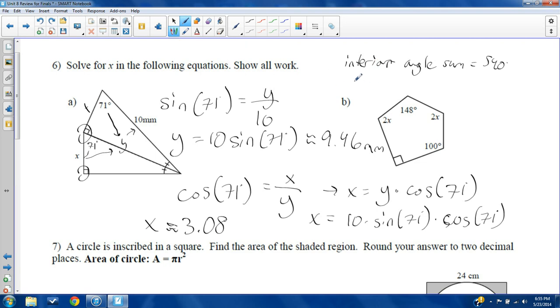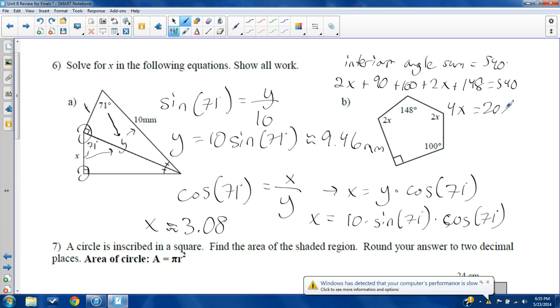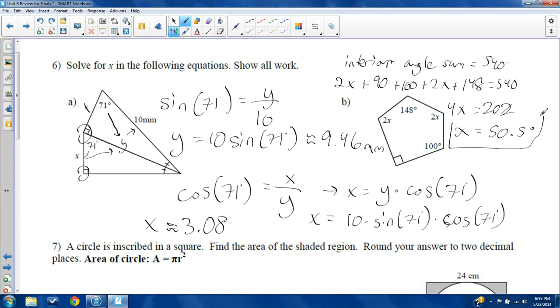So let's go ahead and add those up. 2x plus 90, that's this right here, plus 100, plus 2x again, plus 148, equals 540. Let's keep the x's on one side, that's 4x. 190 plus 148, that is 338. Subtract 338 from 540. I don't want to be wrong, so I need to calculate it. I think it's 202. Okay, 202. 4x equals 202. So x equals 50.5 degrees, I guess, because those labels leave out degrees. It should be millimeters then. Let's box that.